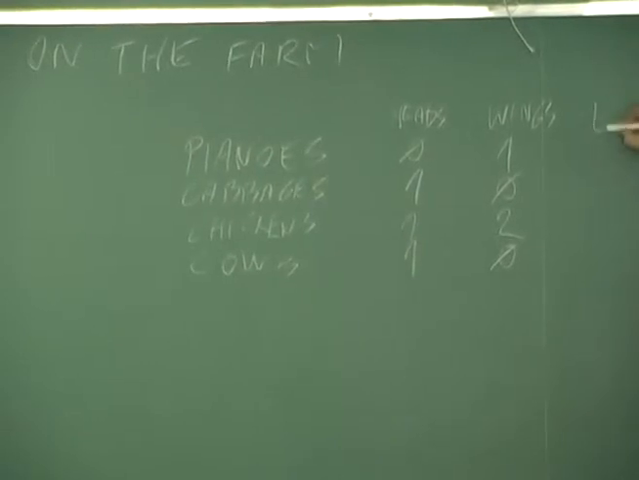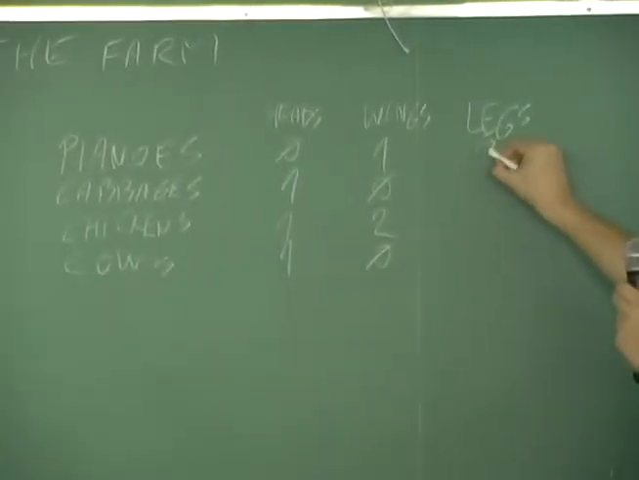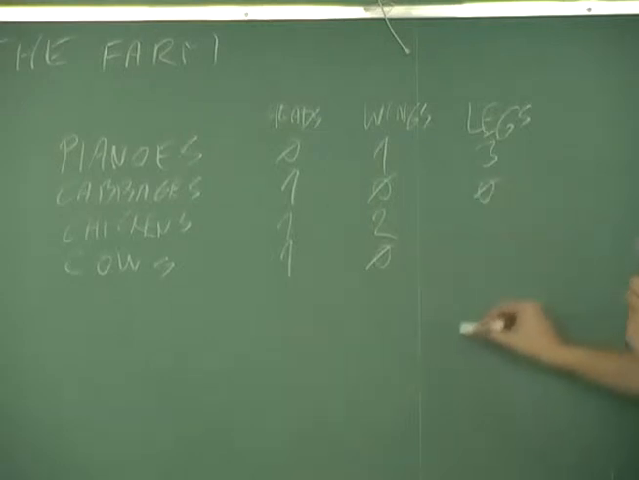And the last thing are legs. And the piano has 3 legs. A cabbage has no legs. Chicken has 2 of them, and the cow has 4.